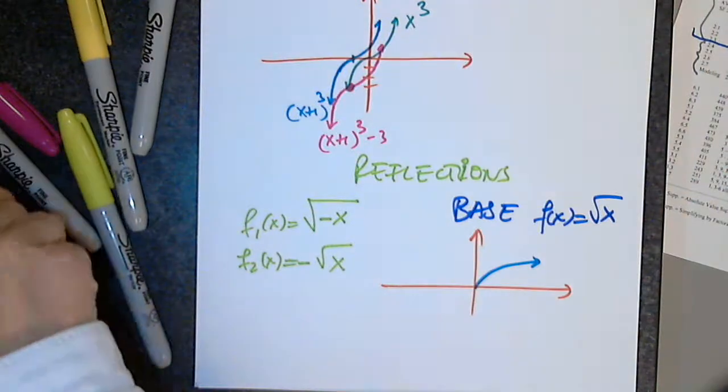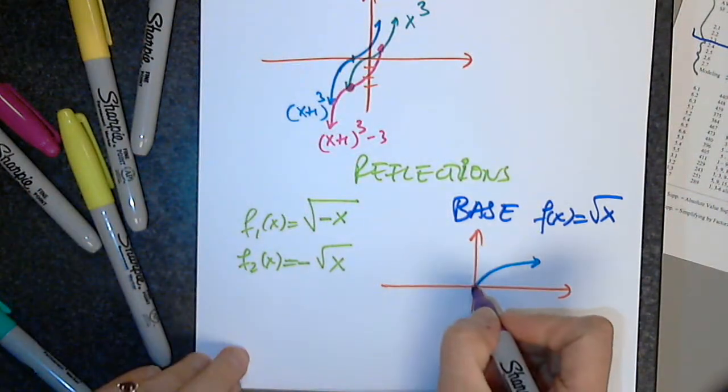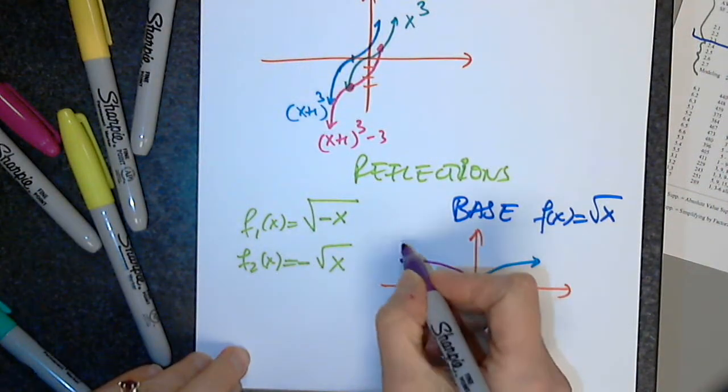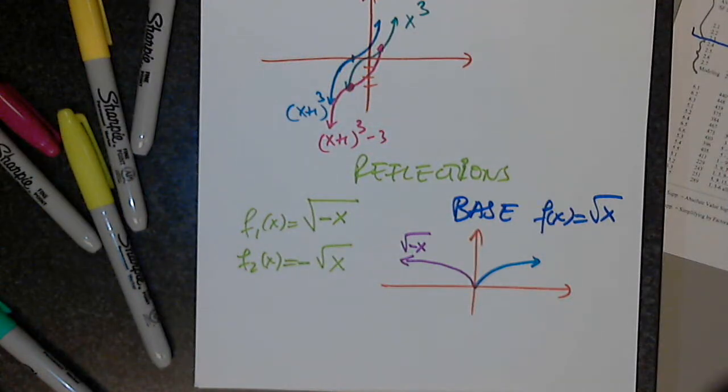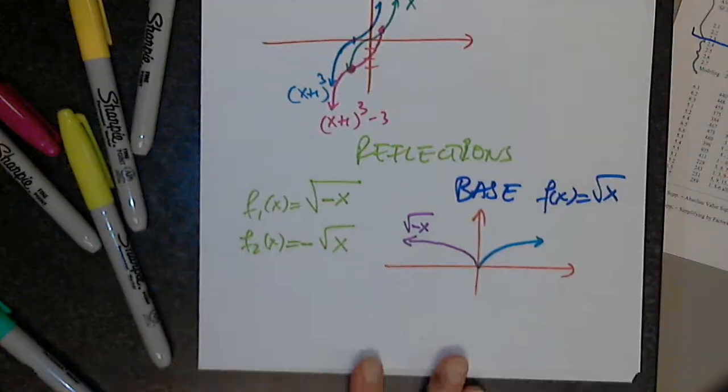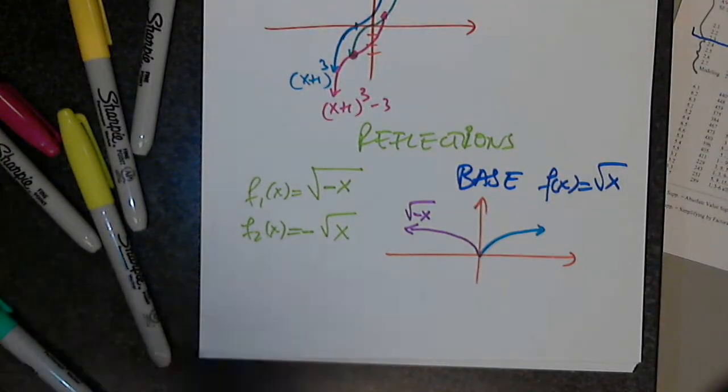Perfect. So now this is the square root of negative x. So when we change x into negative x, what type of transformation we are applying to the base function in this case?